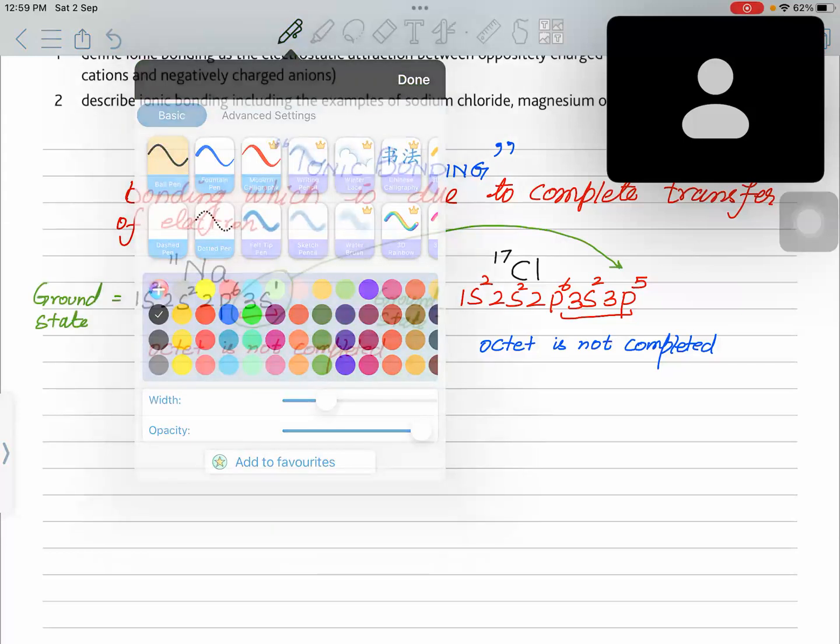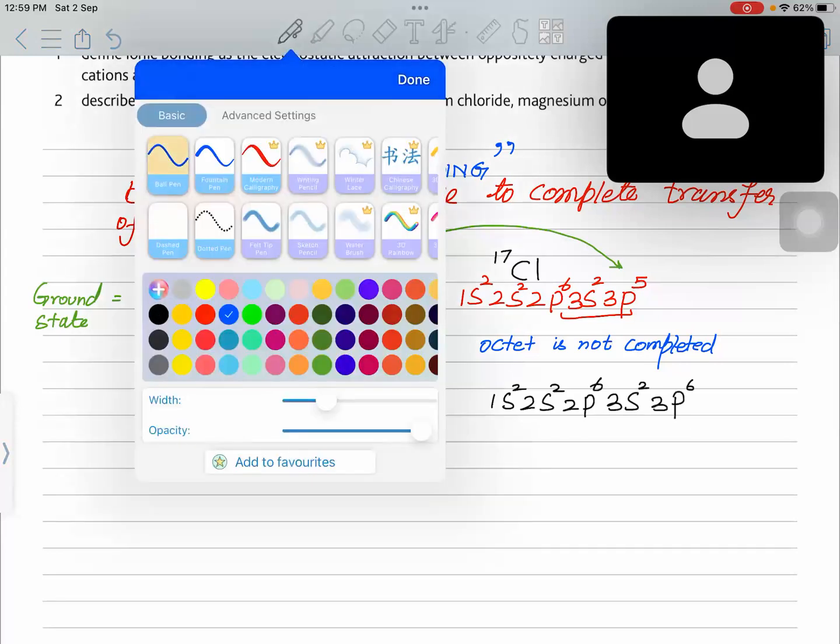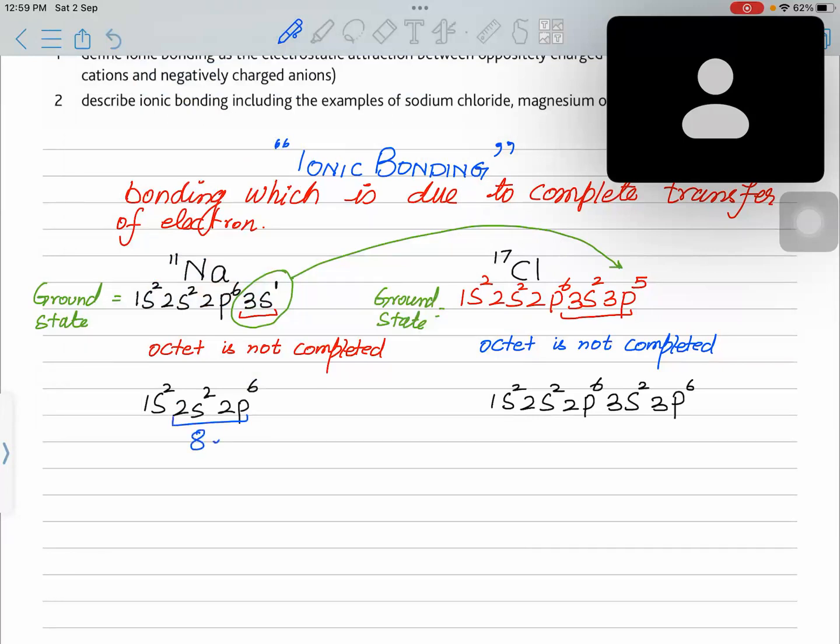Now the new configuration is 1s2, 2s2, 2p6 for sodium, and here 1s2, 2s2, 2p6, 3s2, 3p6 for chlorine. Now here we have 8 electrons in the valence shell. The octet is now completed.